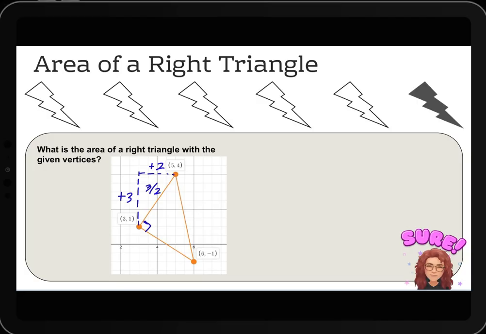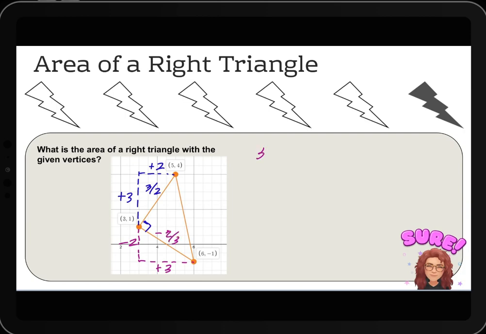Then the other one, I'll use red, goes from 1 to -1, so when it goes down like this, the rise is -2. And then it goes from 3 to 6, so from 3 to 6 that indicates it went over plus 3. So the slope of that line is -2/3.